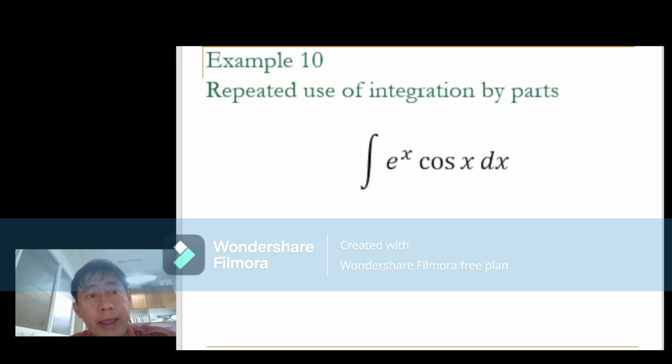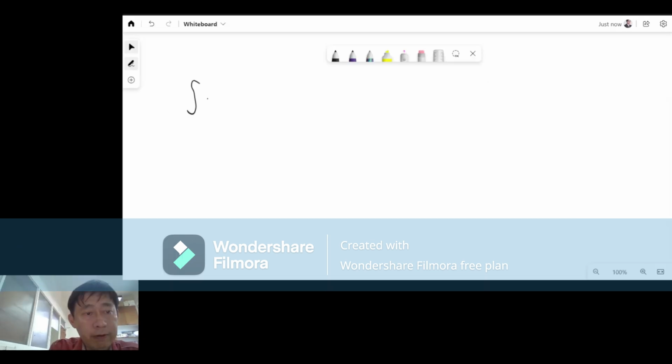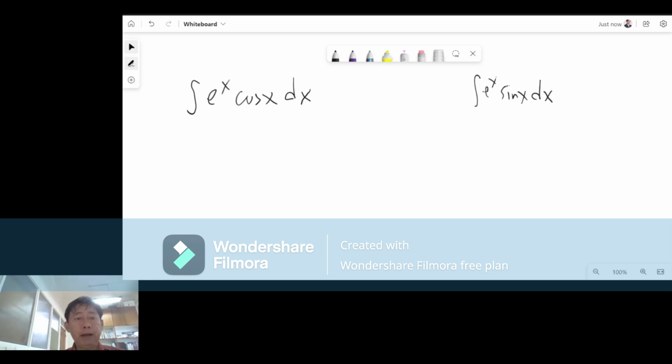In this example 10, we are going to integrate e power x cos x using integration by parts. However, you will find out that later, in order to perform integrations of e power x cos x, you have to also integrate e power x sin x if you are using integration by parts formula. The integrations of either this one or this one will necessarily generate the integration of the other term. Let's see what I meant by that.